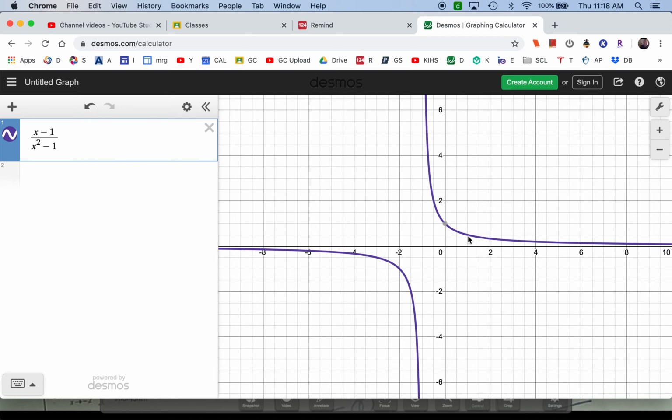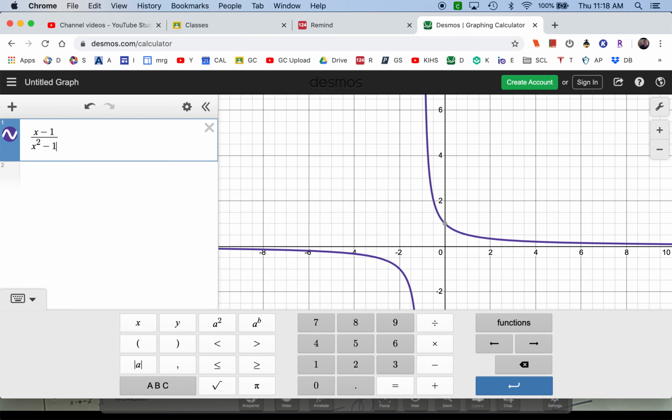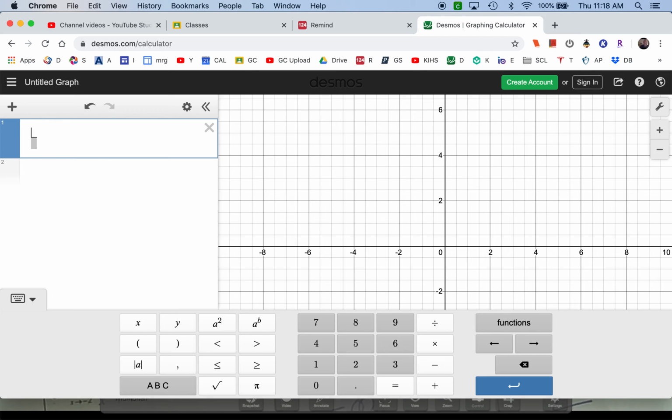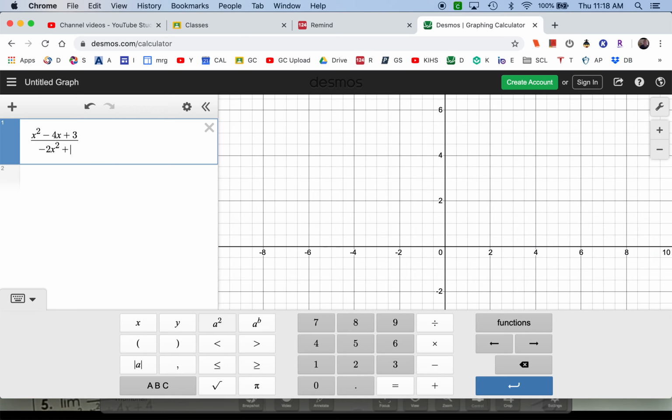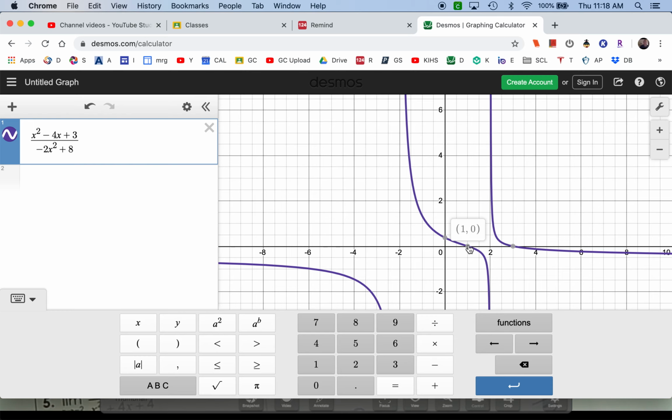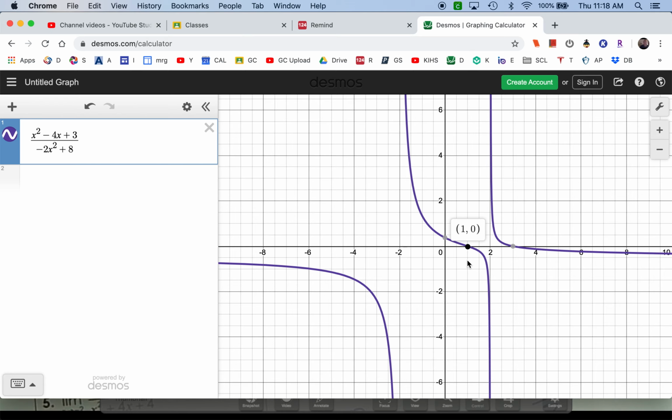So looking off the graph, can you find the limit? All right, next one. X squared minus 4x plus 3. So x squared subtract 4x plus 3. And then negative 2x squared plus 8. And what happens as x approaches 1? So if I look at 1, what's the answer here?